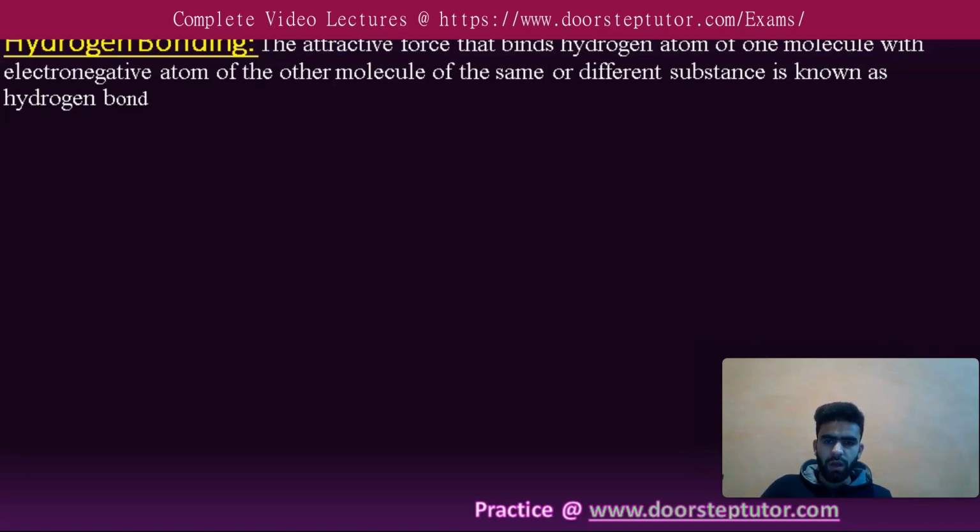Hydrogen bonding is the force that binds the hydrogen atom of one molecule with an electronegative atom of another molecule of the same or different substance.